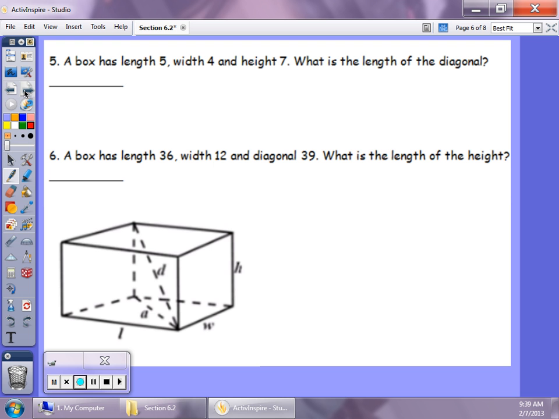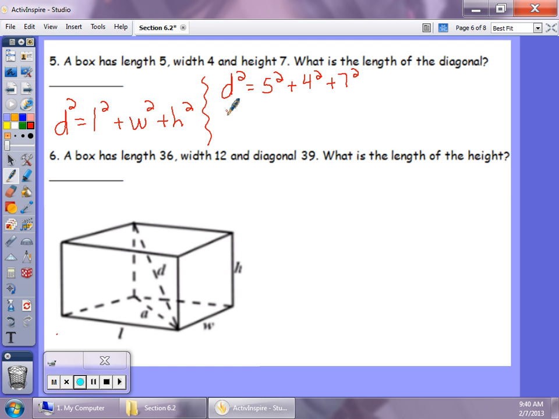So let's take a look at an example. A box has a length of 5, a width of 4, and a height of 7. What is the length of the diagonal? So from the previous slide, we know that the diagonal squared is equal to the length squared plus the width squared plus the height squared. So in this example, we know that the length is 5, the width is 4, and the height is 7.